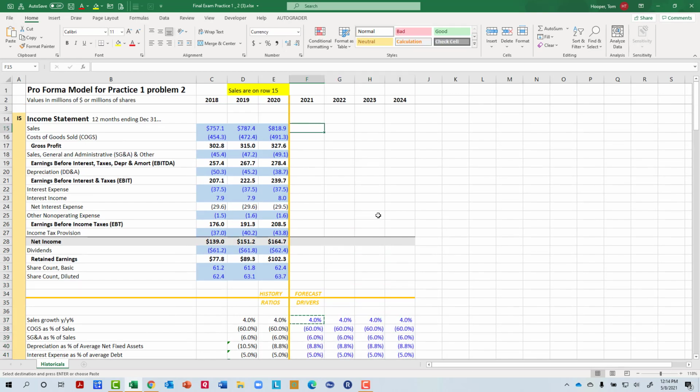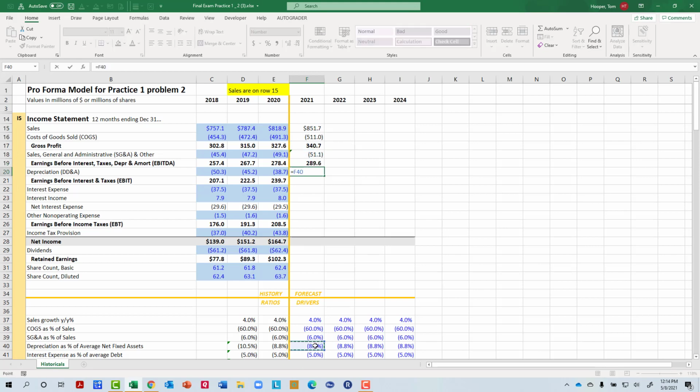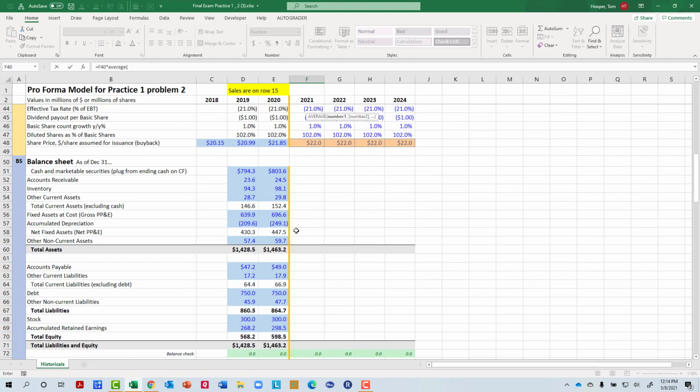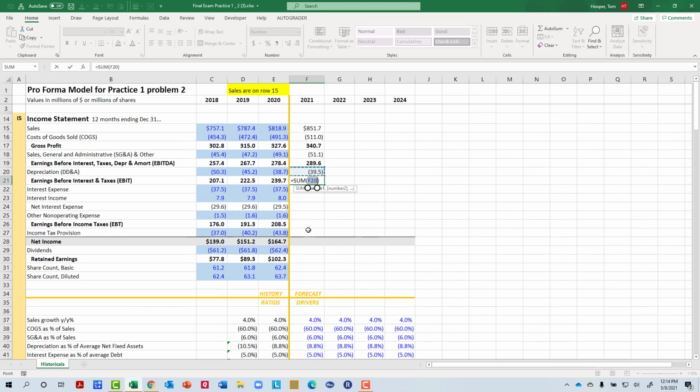Now to forecast, last year's sales times 1 plus the growth rate. Cost of goods sold is sales times the ratio. SG&A is, that's a subtotal. SG&A is sales times the ratio. Depreciation, another subtotal. Depreciation is the ratio times average of net fixed assets. Let's go find net fixed assets. And then we can subtotal that.